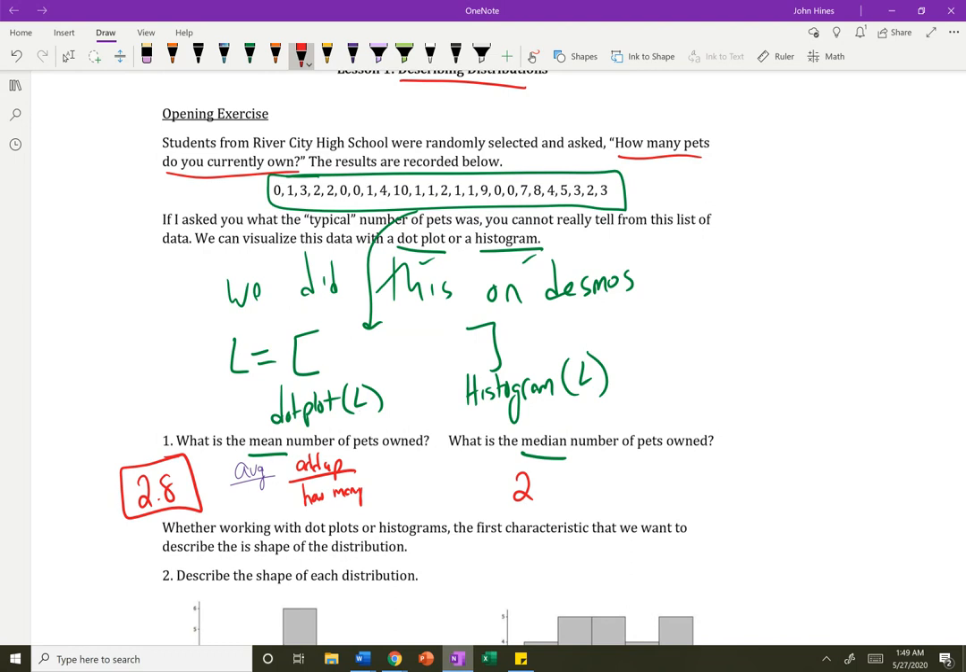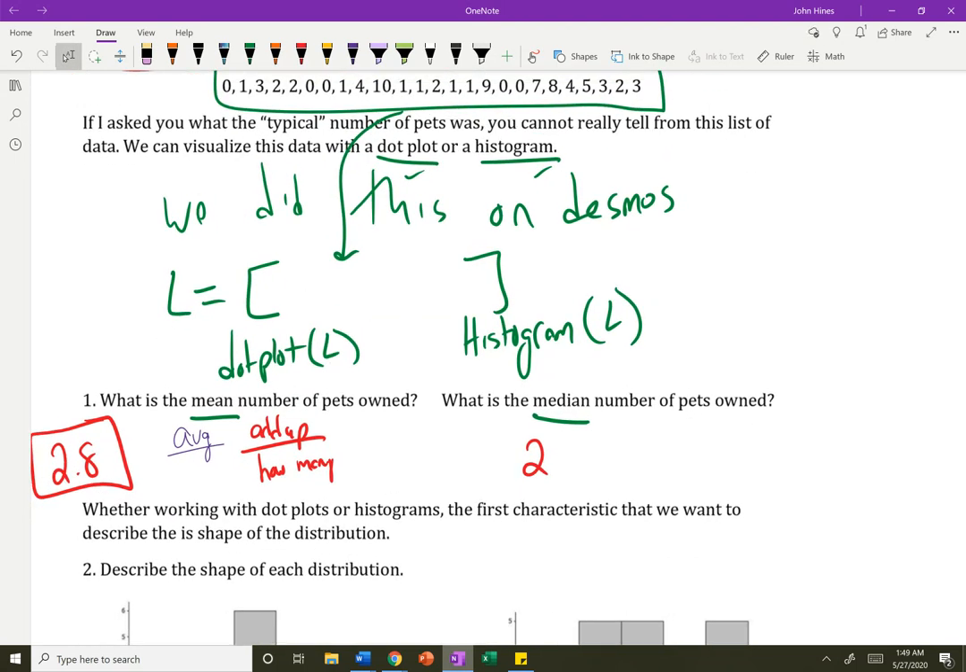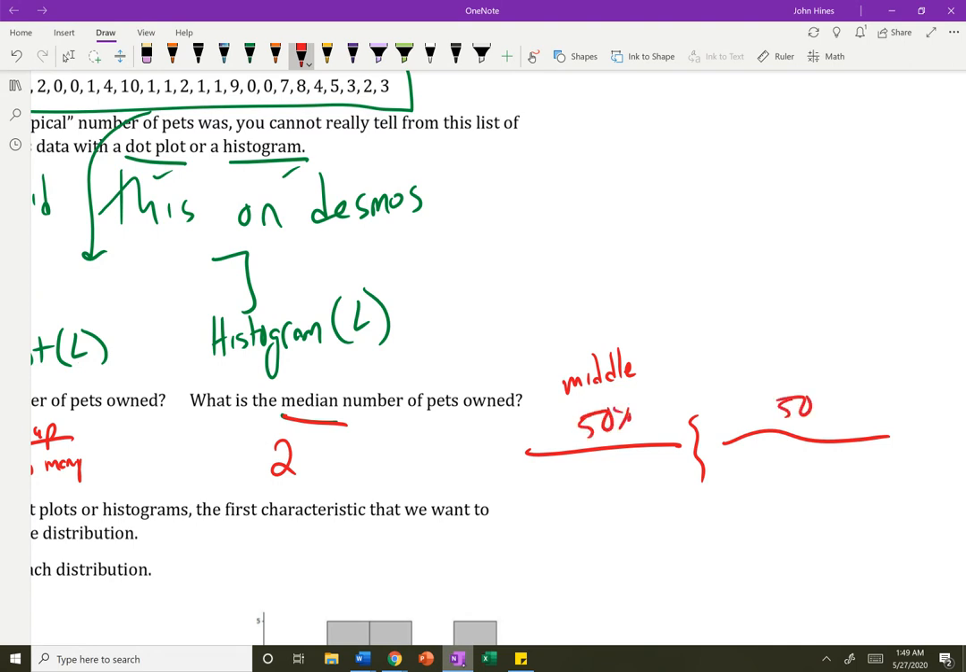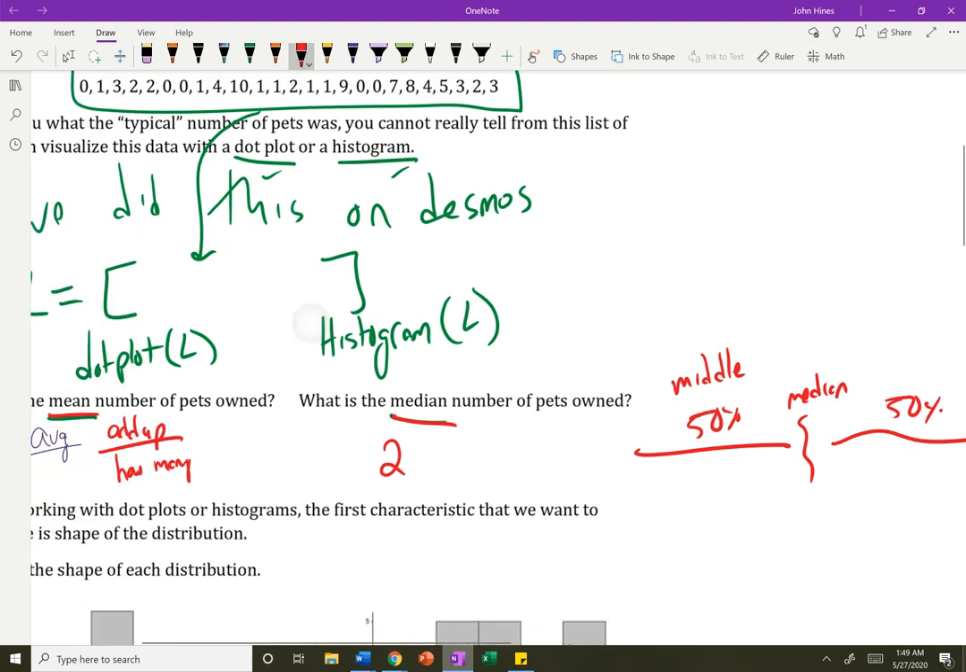Well, what's the median? These are measures of center. They're describing the middle of the distribution. This is the average. The median is the middle 50%. It splits the data in half. It splits the data so the median's in the middle. I have 50% on this side and 50% on that side. The median is in the middle. So the median number is 2.